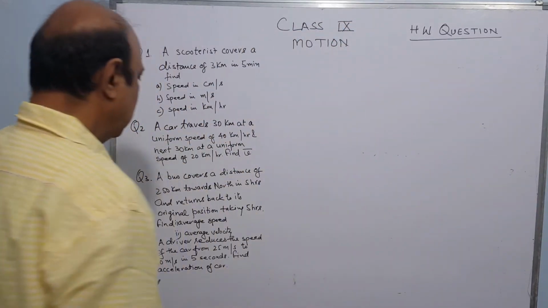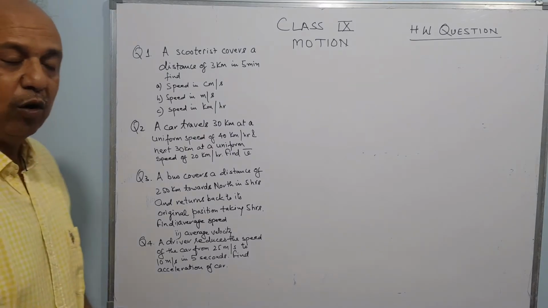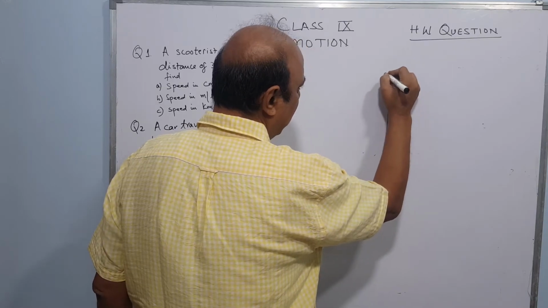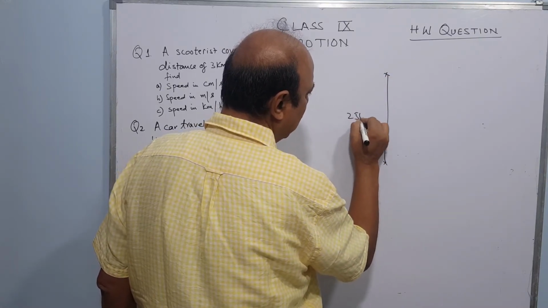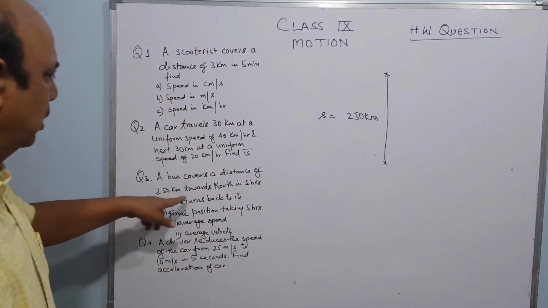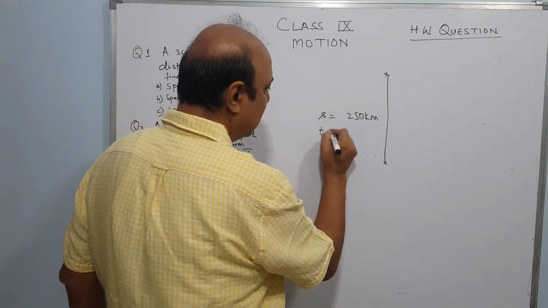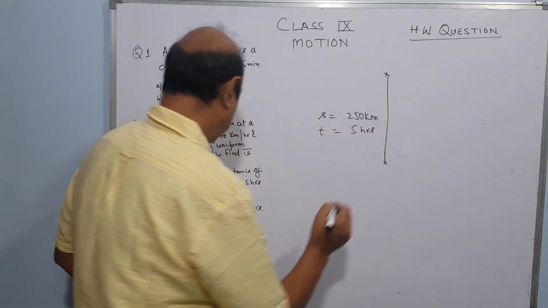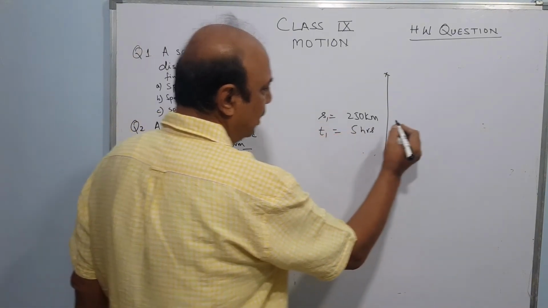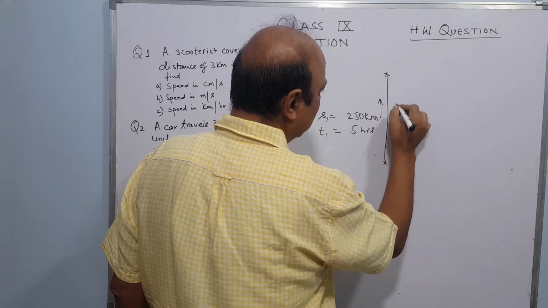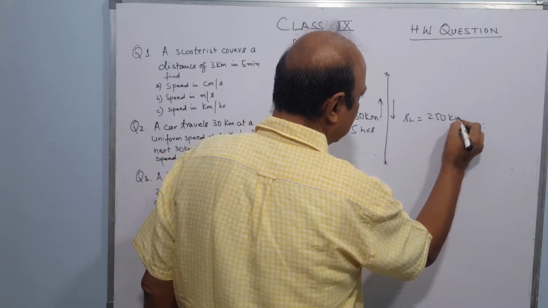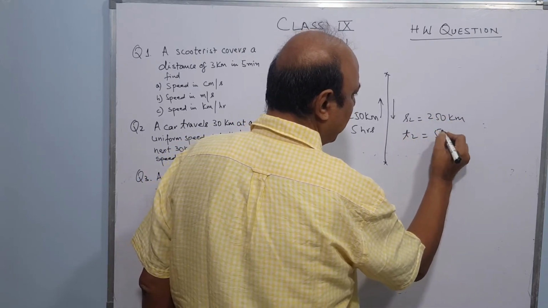The question says, a bus covers a distance of 250 kilometers towards north. That means the bus is originally here. It travels towards north. The distance is 250 kilometers, so S is given as 250 kilometers, and T is given as 5 hours, and it returns back to its original position. That means this is S1 and T1, in the north direction. Second time it is in the south direction, 250 kilometers, and T2 is given as 5 hours.